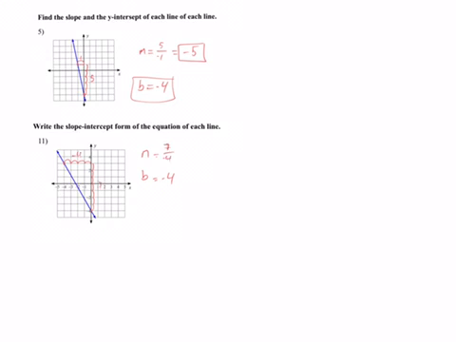So now, it says write the slope-intercept form. So my answer is going to be y is equal to negative 7 over 4 x minus 4. It's the equation of that line.